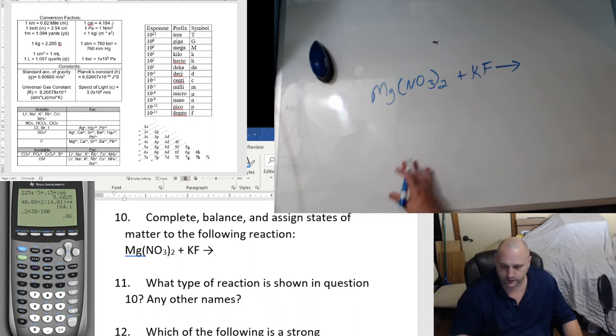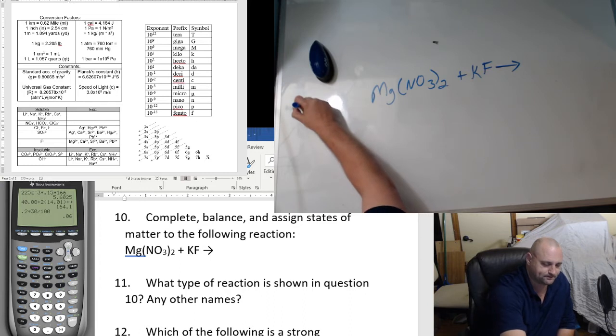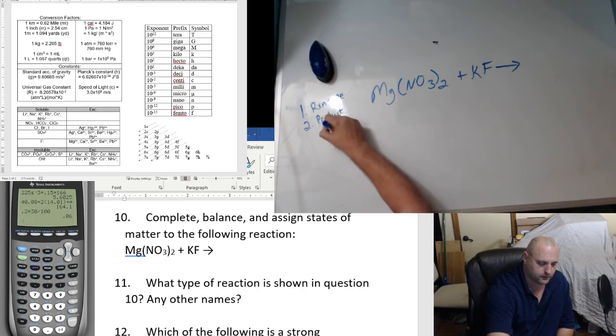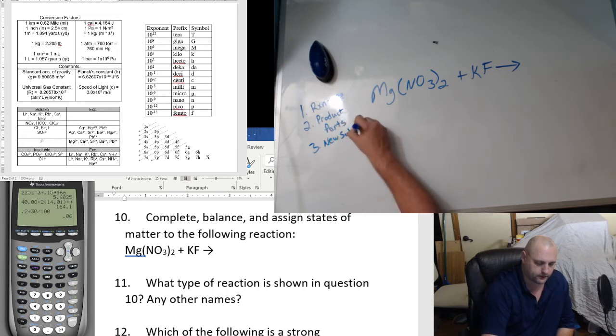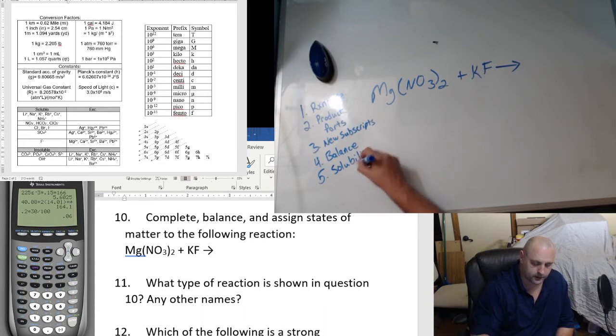Now, what I'm going to actually do here, the first thing is I'm going to go ahead and list the steps out. So, one, I need to figure out the reaction type. So there's 5 steps here. Two, then I'm going to get the product parts. 3, I'm going to get the new subscripts. 4, I'll balance it. And finally, in 5, I'll do my solubilities. And that'll help me get the states of matter.